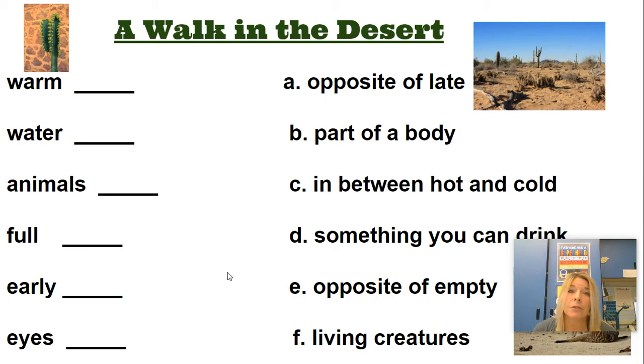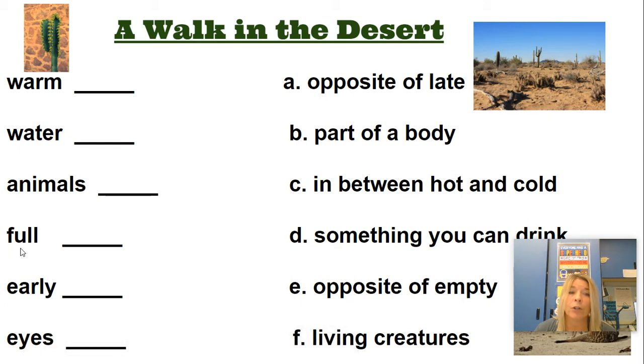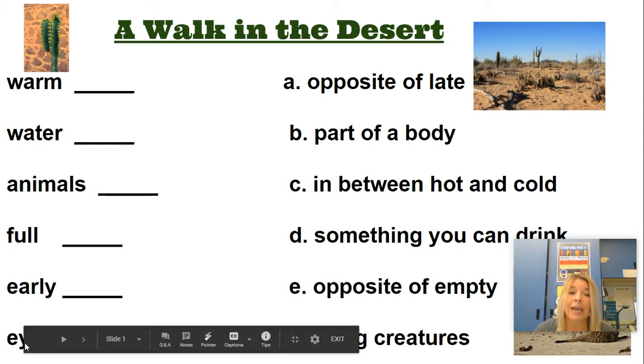So on this screen, we have our high frequency words. Remember, those are words that we see a lot in many books. We even might use it a lot when we write. So let's go through the words that are on the left of your screen. We have the word warm. We have the word water. We have the word animals. We have the word full, early, and eyes.